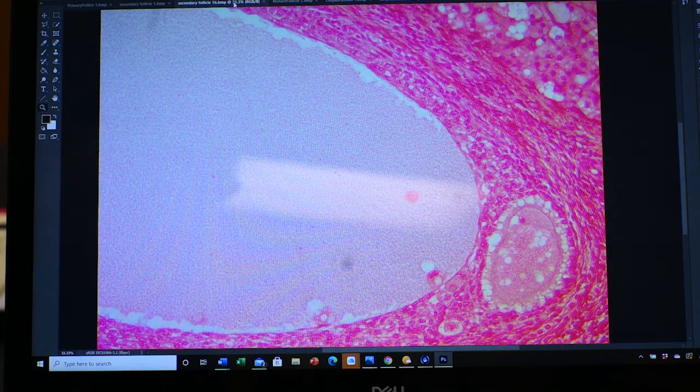Another view of that same thing here. So these are our follicle cells. These right in here would be theca interna cells, and then these out here would be theca externa cells.